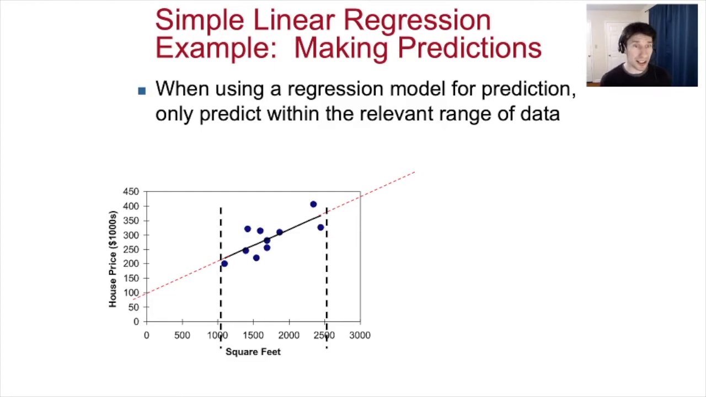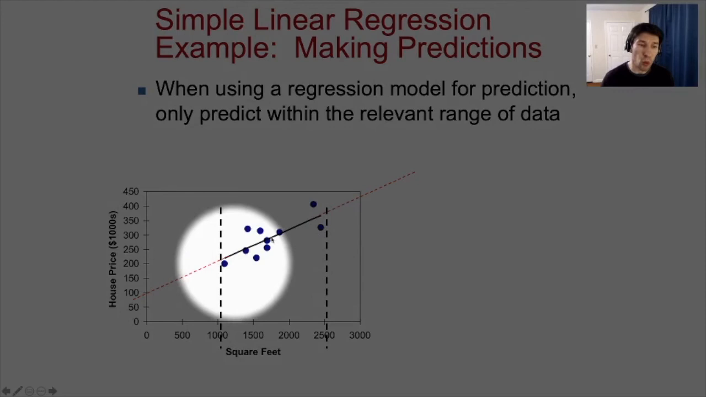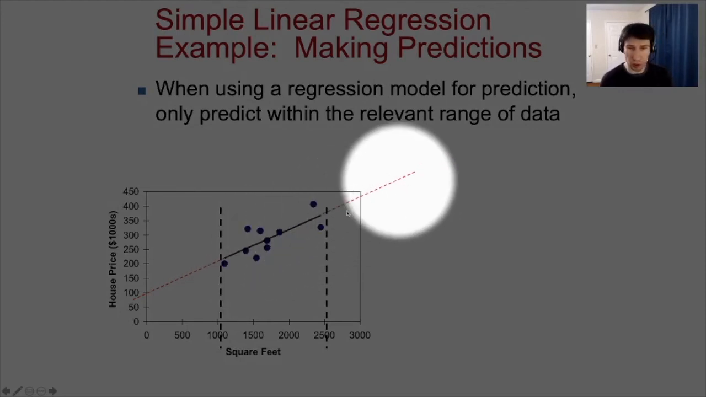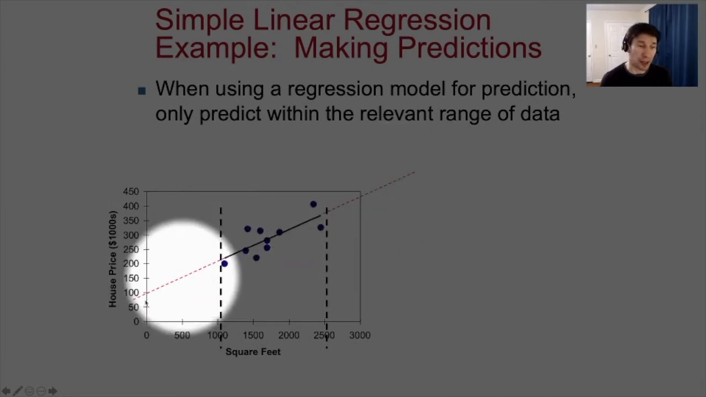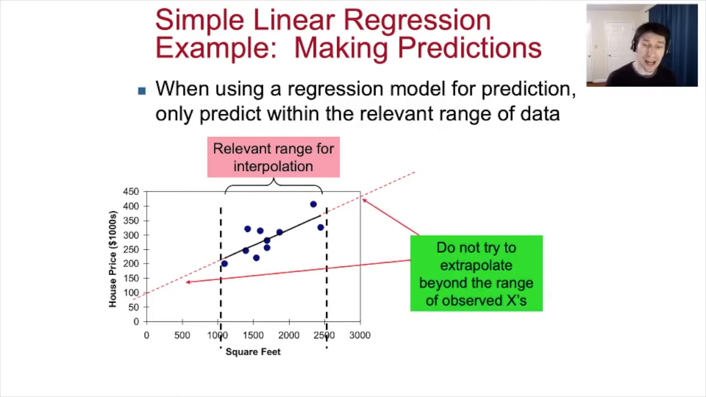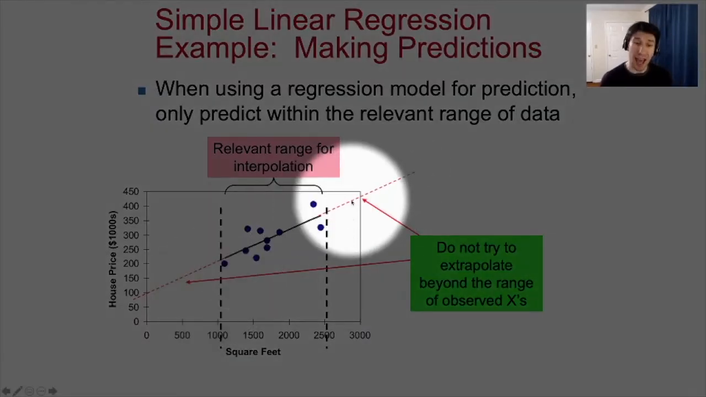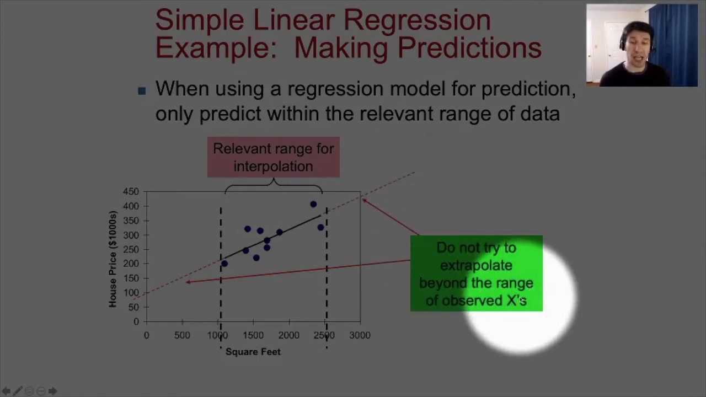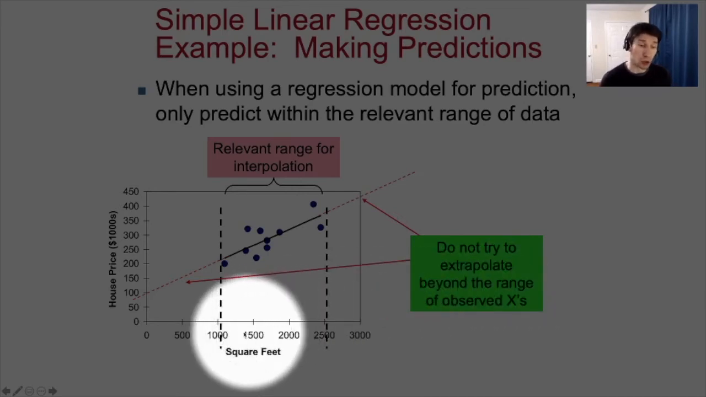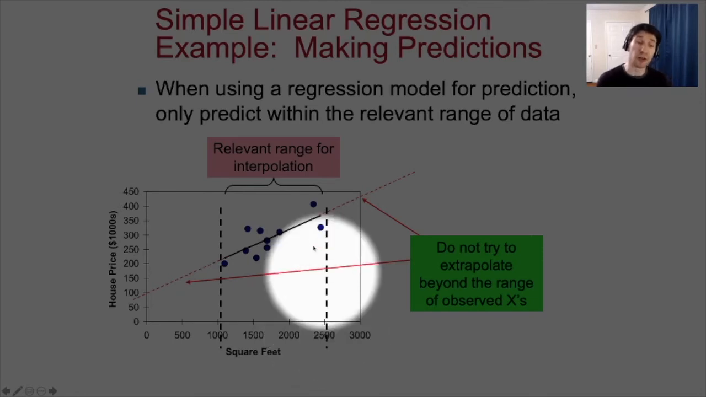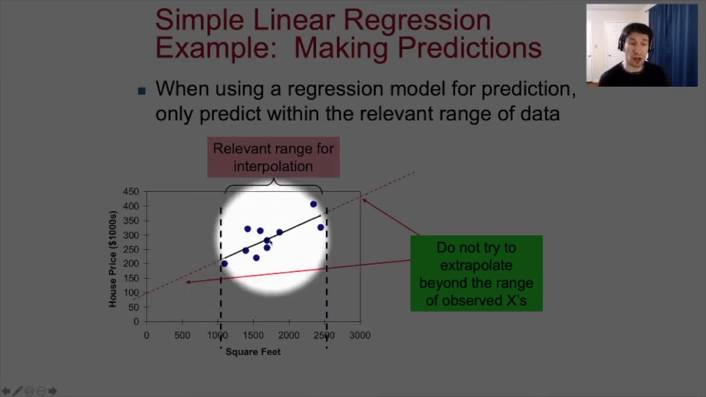Now be careful, as I said earlier, using predictions like that is really only valid within a certain range, which is the range for which you had values. We don't want to do that out here where we have the red dotted line or down here. This is the range that we call the relevant range for interpolation, and out here we would call that extrapolating. The idea is do not extrapolate beyond the range of the x that you observe. Right here you observe x's between around 1000 and 2500. So this is the range in which you may interpolate.